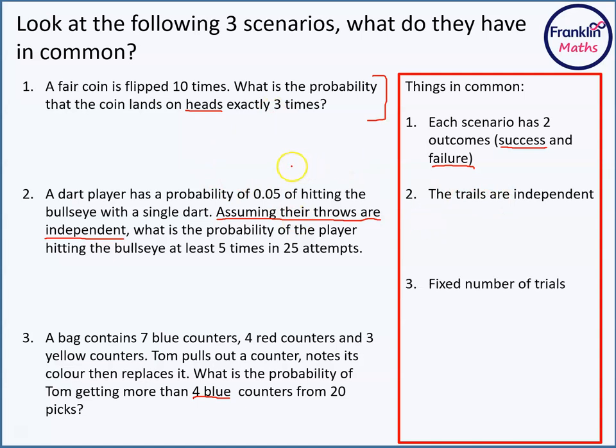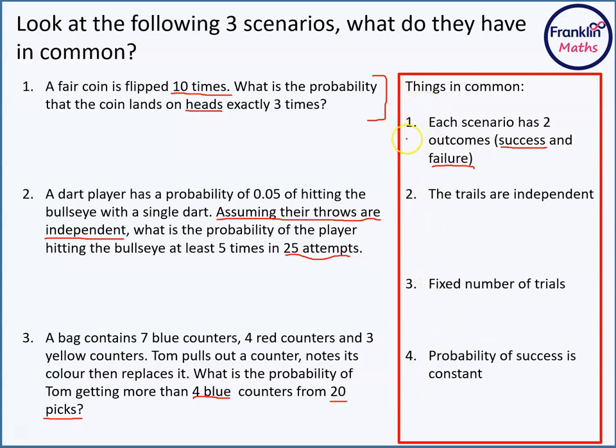We've got a fixed number of trials. So on this one, I'm flipping the coin 10 times. Here we're having 25 attempts, and here I'm having 20 picks. Now on the old course, there used to be something called the geometric distribution, where you just sort of played the game until you hit the desired number. That's not in the course anymore, which is a bit of a shame. But on the binomial here, we do have a fixed number of trials. And the final thing is the probability of success is constant. Okay, so those are the things that you guys need to know.